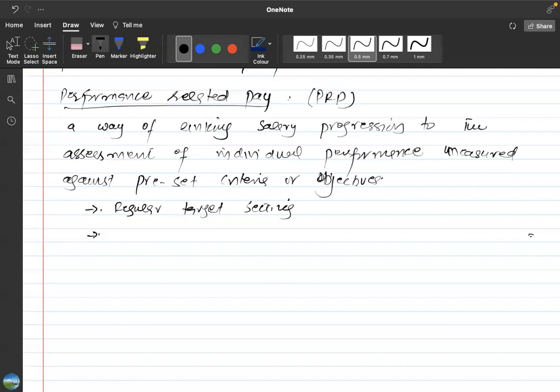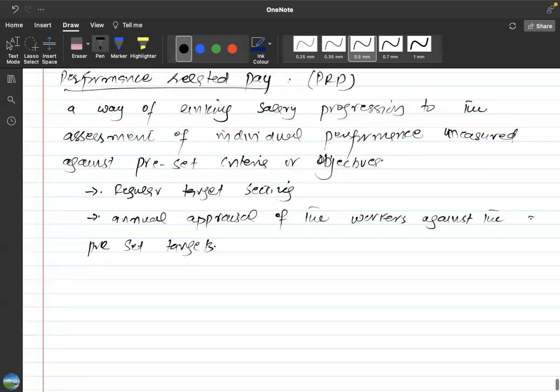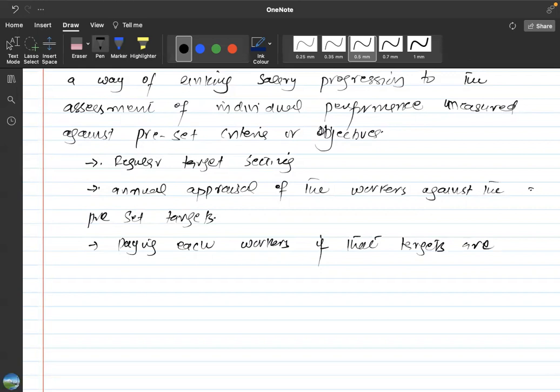Then there must be a system of annual appraisal. Appraisal is a term that we'll study in future, but generally appraisal is a document that is prepared at the time of promotion or salary increase of the employee, based on the previous performance of the employee. So there must be regular annual appraisals of the workers against the preset targets, and paying each worker if their targets are achieved or if their targets are exceeded.